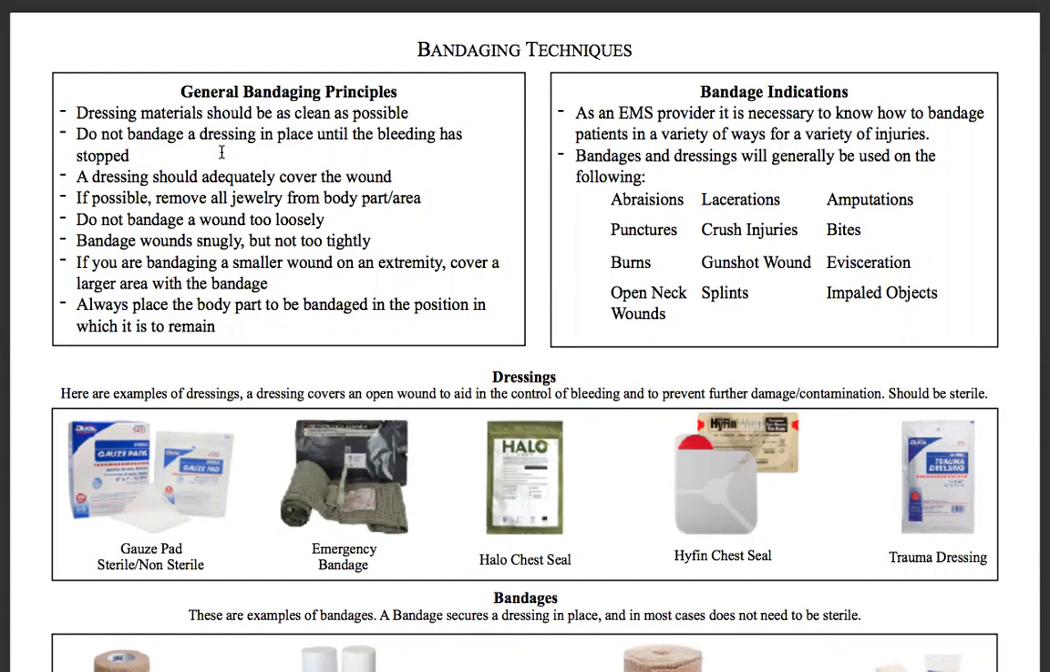We've got another video on bleeding control, and that goes through the algorithm. I'm not going to explain that here, but there's a bleeding control algorithm that you need to be familiar with. A dressing should adequately cover the wound. That's obviously important. If possible, remove all jewelry from the body part area. Sometimes people get their hands mangled and they have wedding rings stuck in there, and you actually have to go in and cut the ring off, especially if you're far away from a facility.